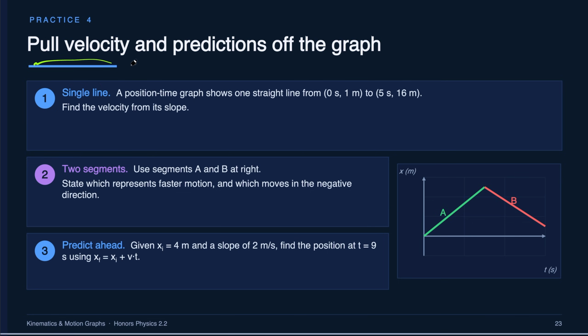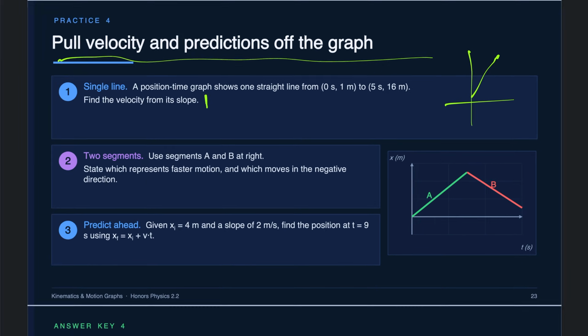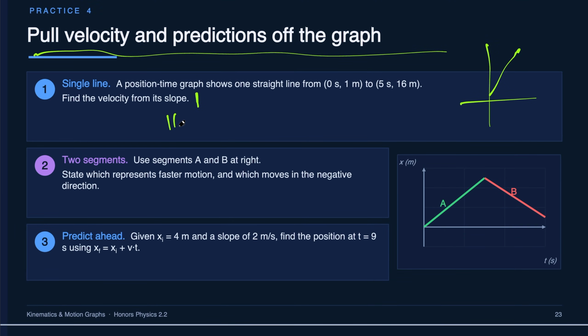Pull velocity and predictions off the graph. A position-time graph shows one straight line from 0 seconds, 1 meter to 5 seconds, 16 meters. So something that looks probably like this. Find the velocity from its slope. This is pretty straightforward. It's a position-time graph, so the slope is its velocity. I find the slope, which is 16 meters minus 1 meter over 5 seconds minus 0 seconds. This gives me 3 meters per second.